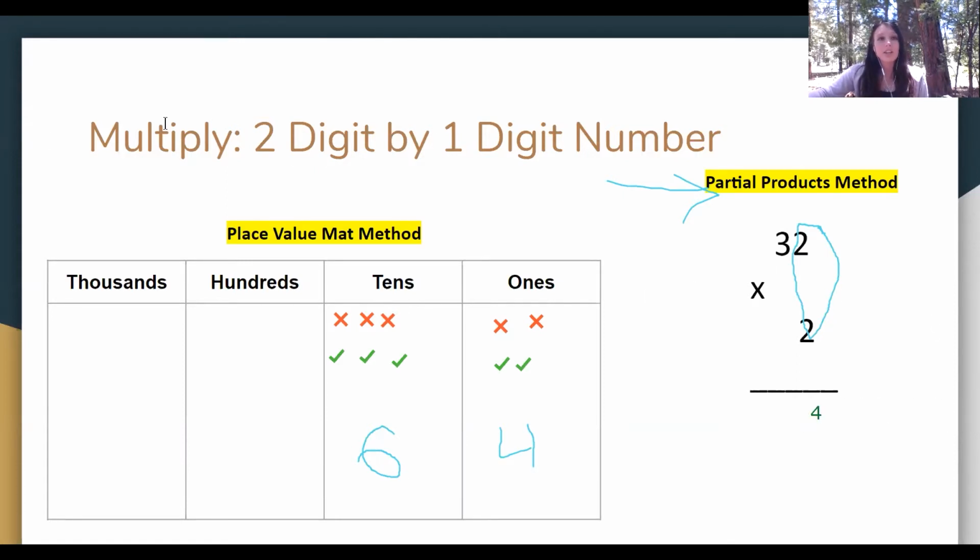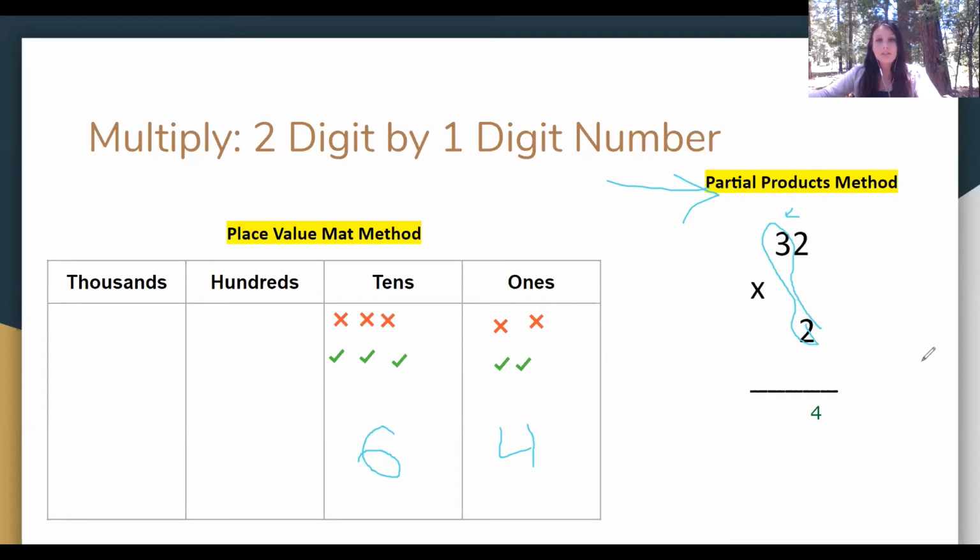Now I'm going to erase what I just circled, the 2 times 2, and draw a different circle. Next up, we need to do 3 times 2, right? But this isn't really a 3. This 3 here is in the tens place. So essentially, this is 30 times 2, right? Because it's in the tens place. This was a 2 in the ones. This here is 30 times 2.